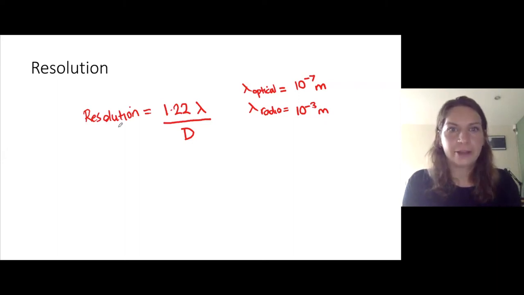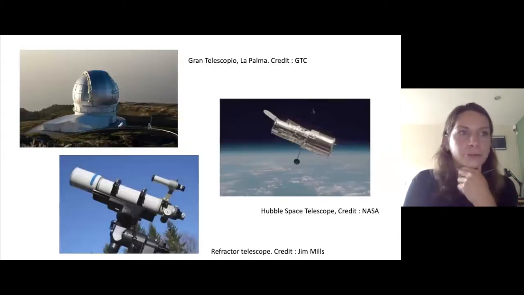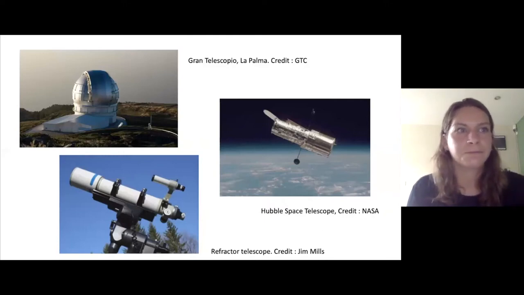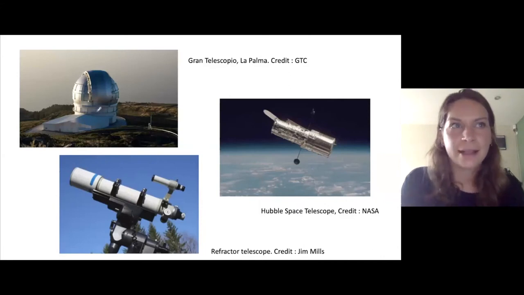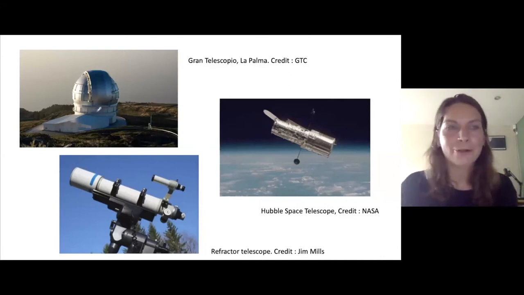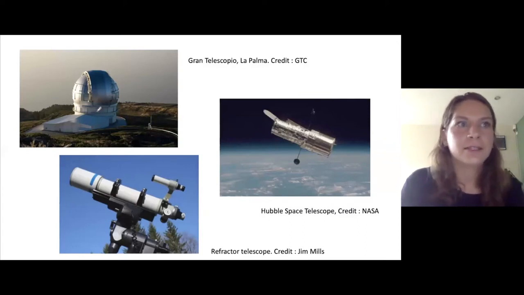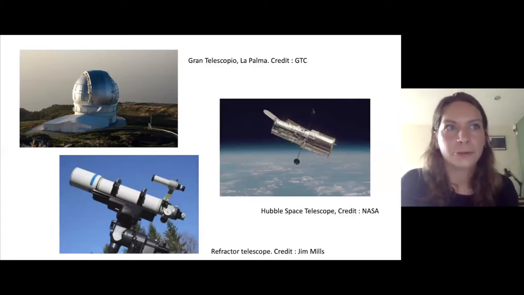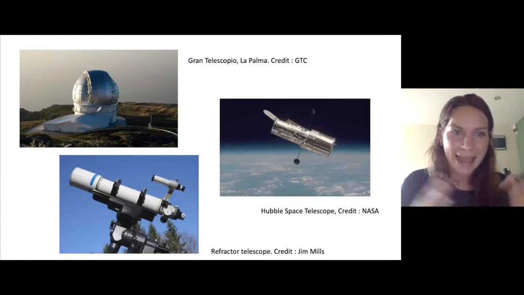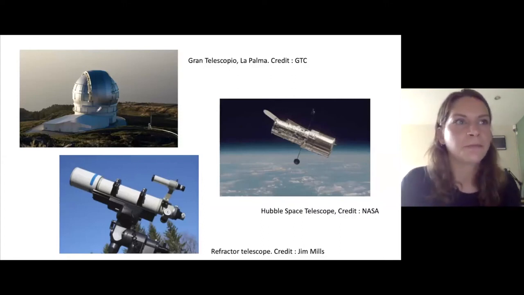So let's take a look then at some of our optical telescopes and get an idea for what an optical telescope looks like. This first one on the top left is the Gran Telescopio Canarias in La Palma in the Canary Islands. This is one of the world's largest optical telescopes. It has a reflecting dish of about 10.4 meters, so a 10-meter large dish.